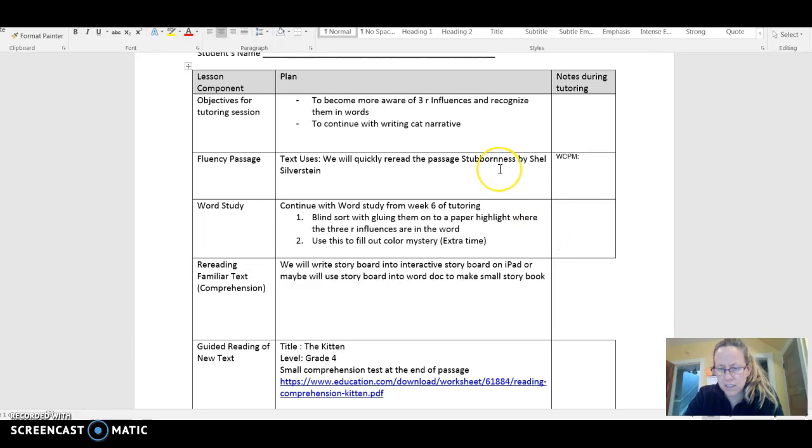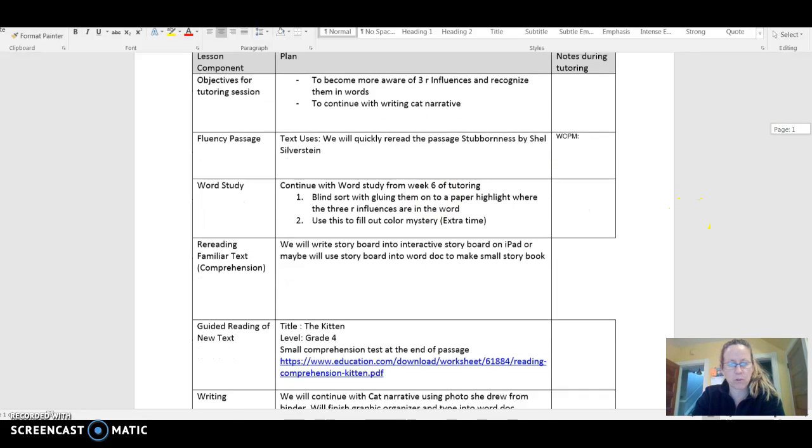I like that you're using Shel Silverstein. I assume this is a poem. And if so, poems are wonderful for fluency. So I really like that idea. Sorting is good. Oh, I see that now. The three R influences. Okay, that makes perfect sense. I think sorts are great, especially for word work.